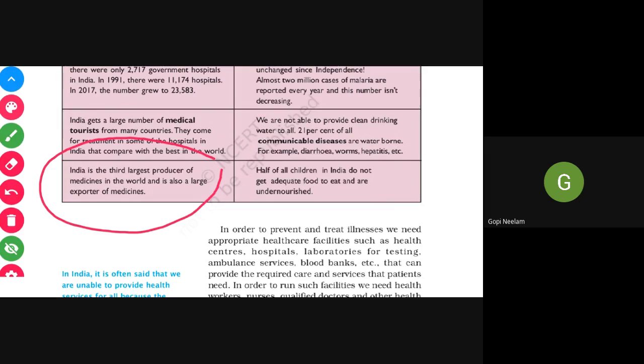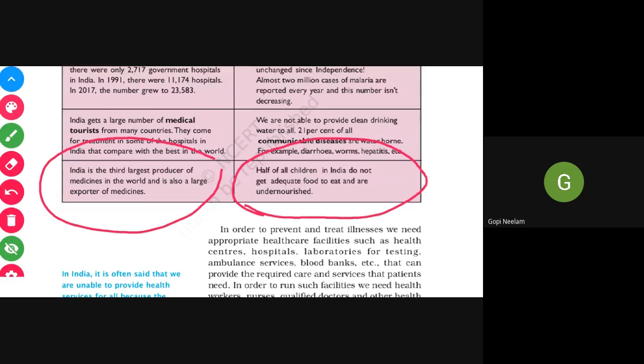But at the same time, half of all the children in India do not get adequate food to eat and are undernourished. They are not even getting adequate food. What does adequate food mean? We know it is food which is insufficient, which is not sufficient, right? Half of the food or 20% of the food. So this is the reality.